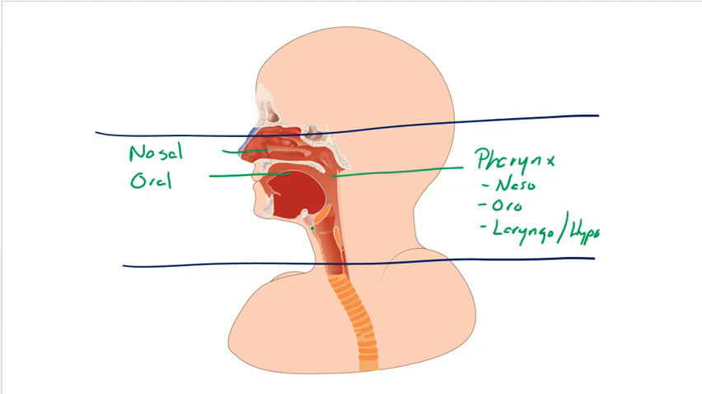Finally, we have the larynx. Most people refer to this structure as the voice box because it contains the vocal cords and actually permits us to speak. Now, please note that a lot of these structures are also considered part of the digestive tract.